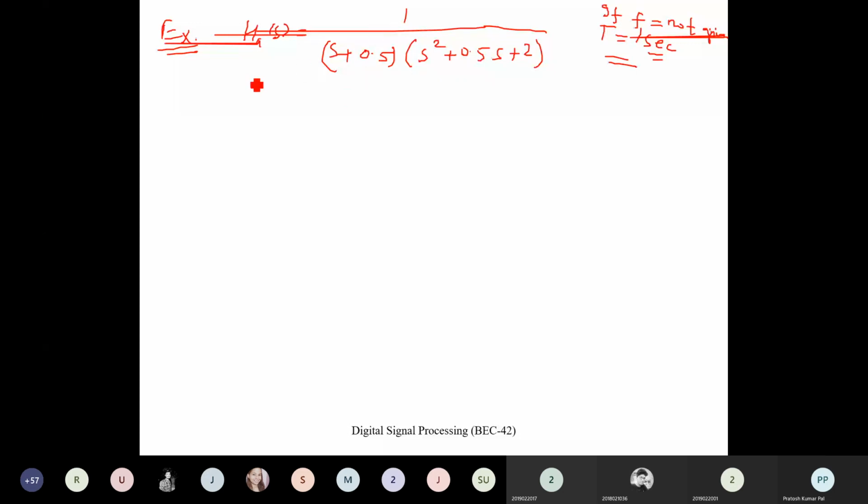So the first method will be we will be converting it to partial fractions. So what we can do is we need to have the partial fraction. So we will be writing A upon s plus 0.5 plus, since it is having the s square plus this term, it will be of the form Bs plus C, over s square plus 0.5 s plus 2. Okay, so this will be the form. So here we need to find out the A, B, and C values.